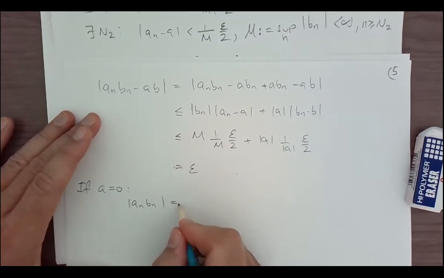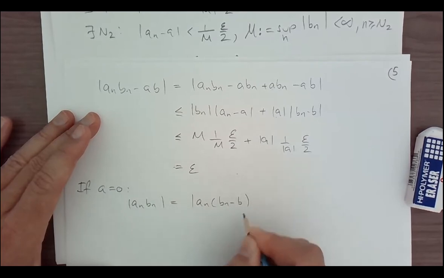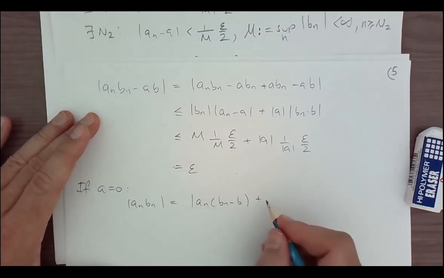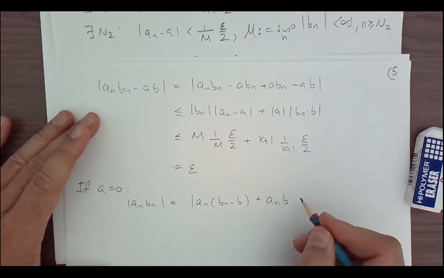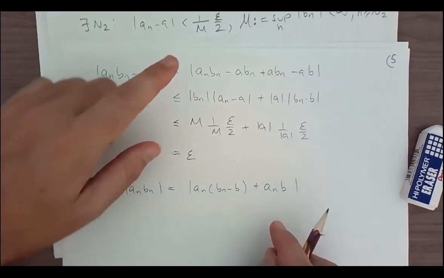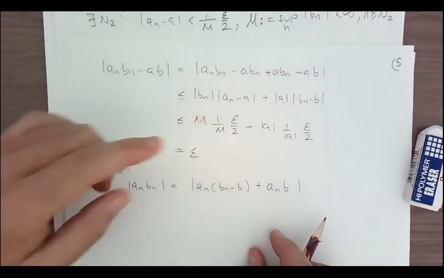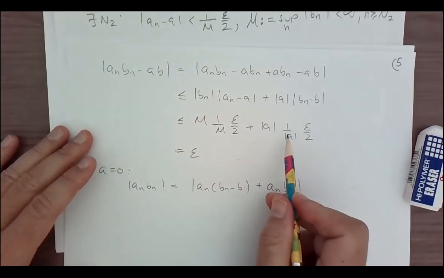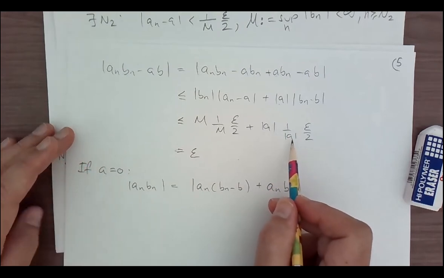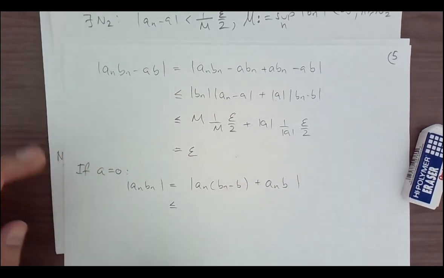I'll do a similar decomposition as before. I'll have An and then Bn minus B plus, and then I need to make the equality sign true. So I'll need to have An B. So it's the similar decomposition as up here, but now we're just using that A is equal to 0. And I do that because I cannot really have this 1 over A here when A is 0. And then inequality it out in the triangle inequality.